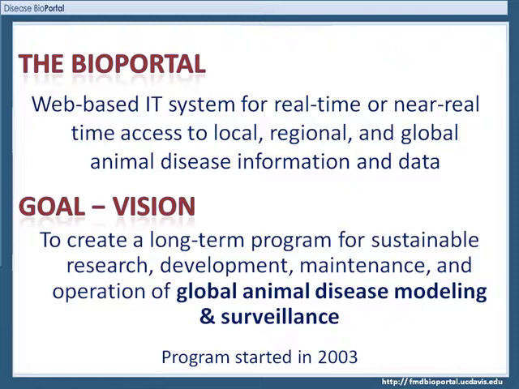The original goal was to create a long-term program for sustainable research, development, maintenance, and operation of global animal disease modeling and surveillance. The project started in 2003. It became operational in 2007, and the last version was released early last year. So it has been in constant improvement, and it has developed new tools for epidemiological surveillance and analysis. You can access it at fmdbioportal.ucdavis.edu.